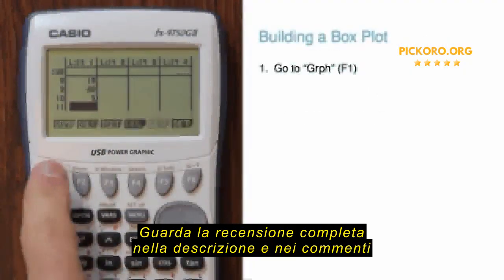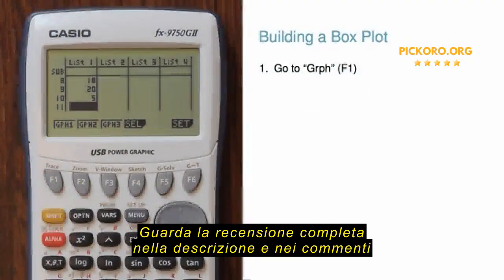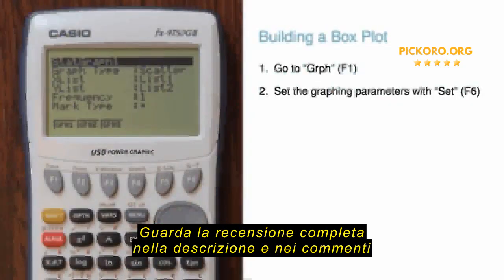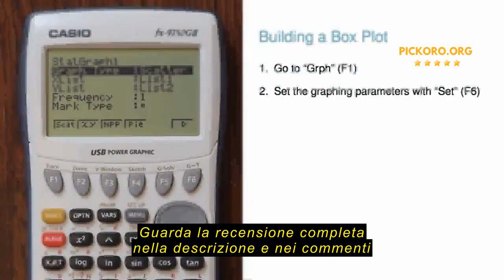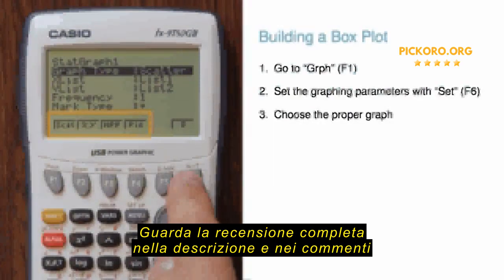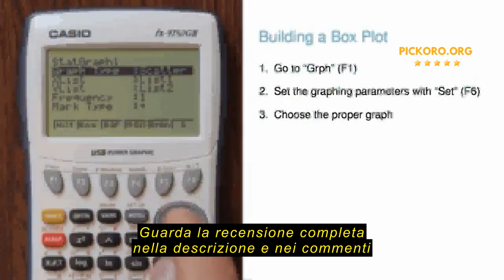Alright, now let's go to graph. So we could hit graph 1, but that's actually not going to work out. We need to first set the graphing parameters. First, navigate down to graph type, and then we're going to change this to be a box plot. So box plot isn't shown among the menu options right now, but we can arrow over using F6 and then hit box, which is F2.